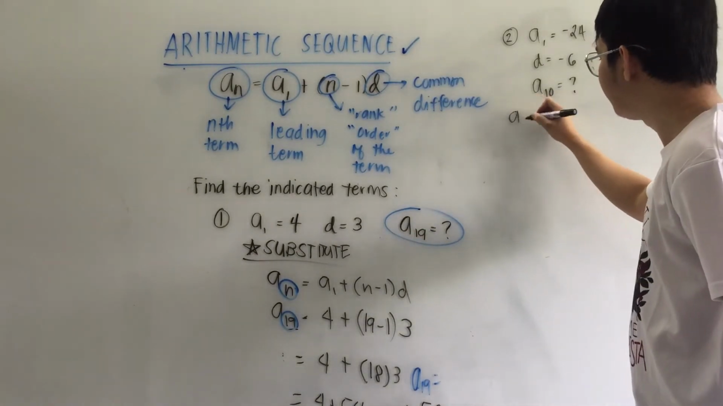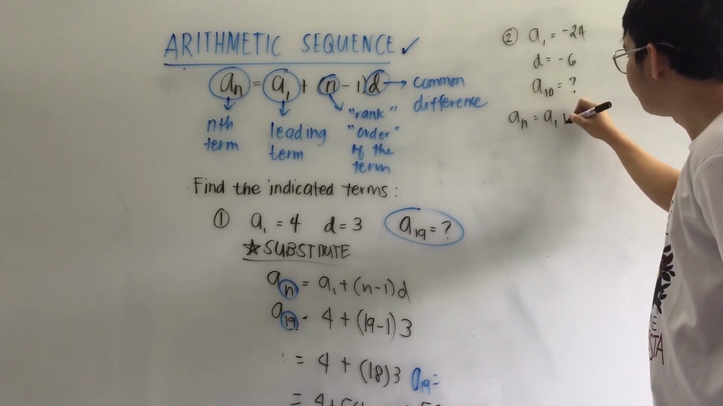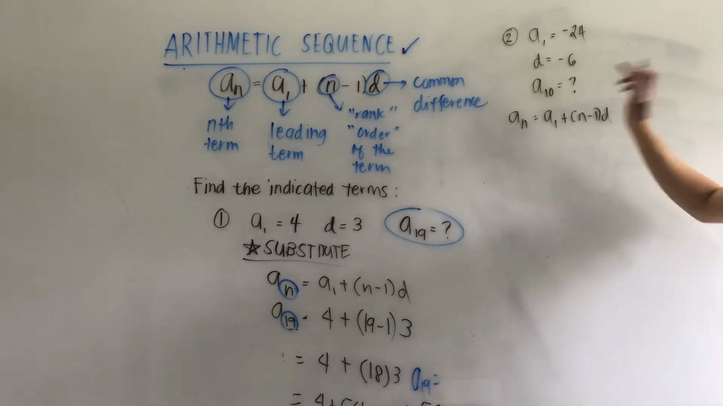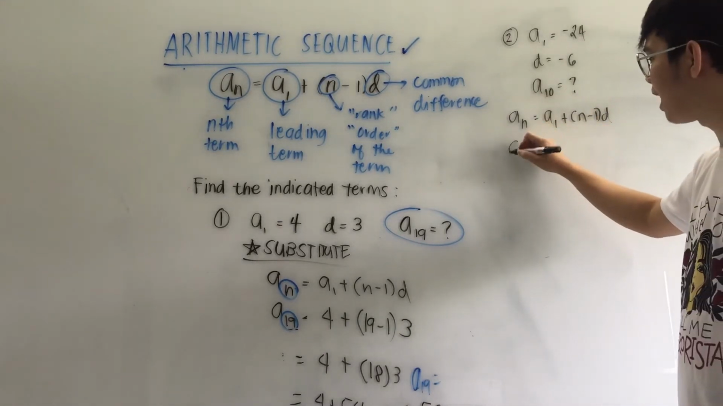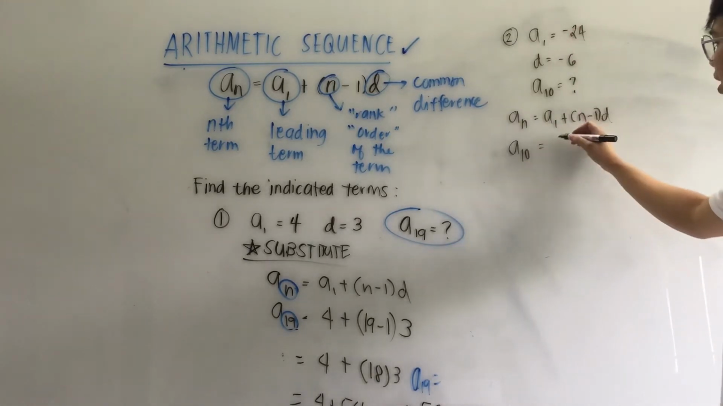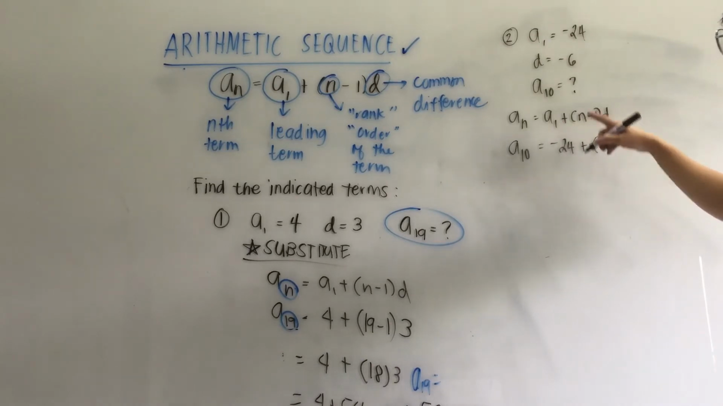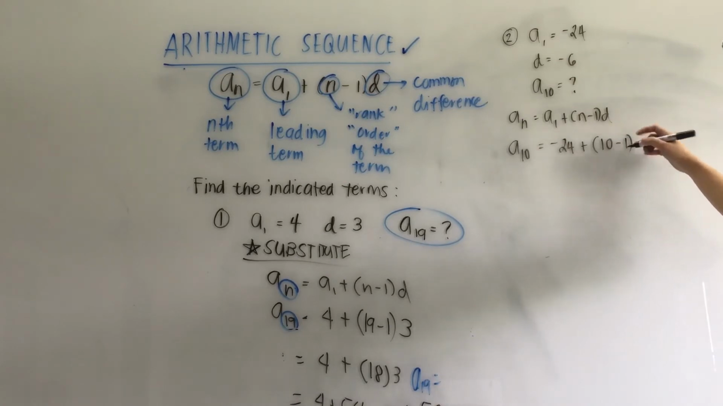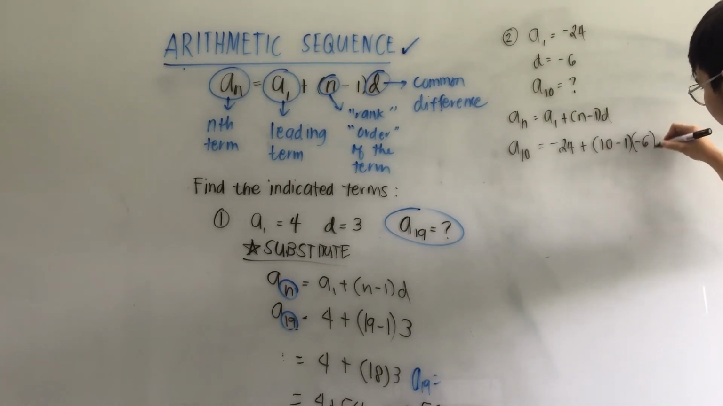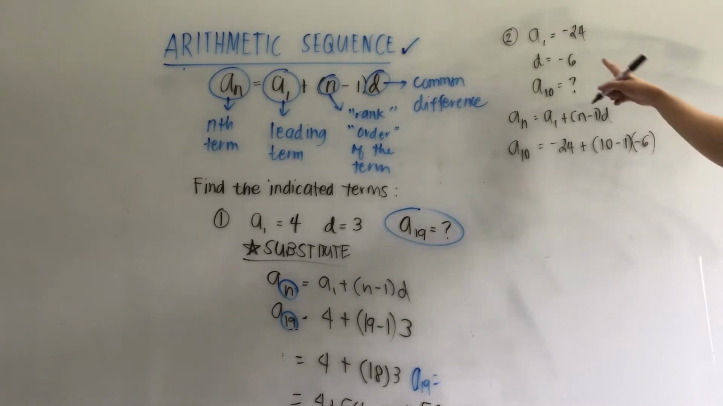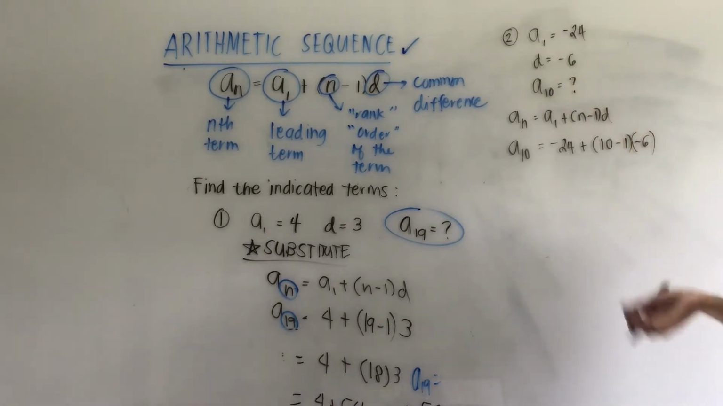Right? a sub n equals a sub 1 plus (n minus 1) d. Okay? So therefore, it says your a sub 10, it gives an idea that your n is what? n is 10. Therefore, a sub 1 is negative 24 plus n, here is 10, minus 1 times negative 6. This is not minus 6, okay? This is times 6, or multiplied to negative 6. Put parentheses if you have negative numbers so that you will not be confused.